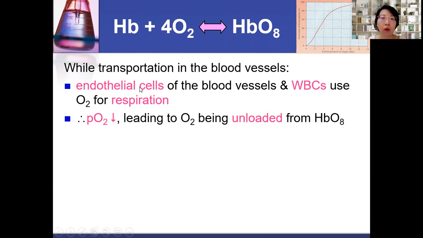So only endothelial cells and white blood cells will be using the oxygen in the blood vessels for respiration. Therefore, when oxygen in the blood vessels is used already, the partial pressure of oxygen will drop, leading to oxygen being unloaded from oxyhemoglobin. So it will also be unloaded when it's being transported for those cells around it.